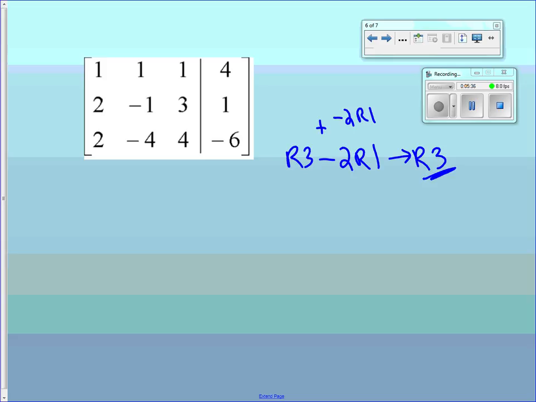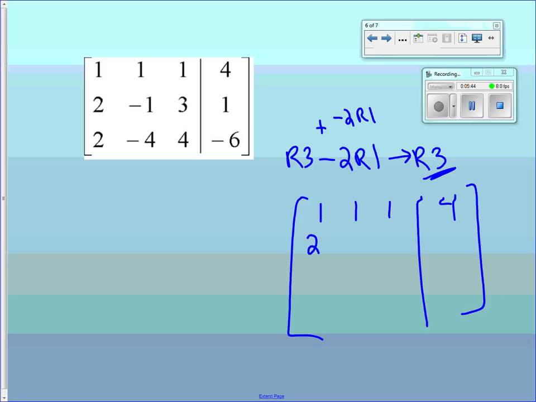So to start, I'm going to notice row 3 is the only row that's changing. So I'm going to start by recording row 1 and row 2 because they don't change. Okay, so now for each element in the row, I'm going to take the element in row 3 minus 2 times the element in row 1, and then I'm going to put that answer here in row 3. So the first element in row 3 is 2. Here, I'll write the equation that I'm doing over here. And the first element in row 1 is 1. So 2 minus 2 times 1 is 0.